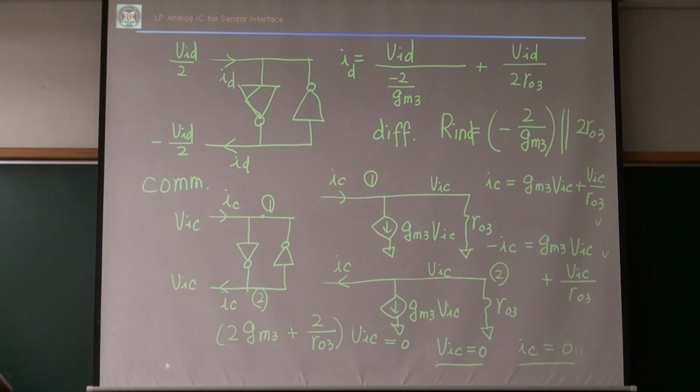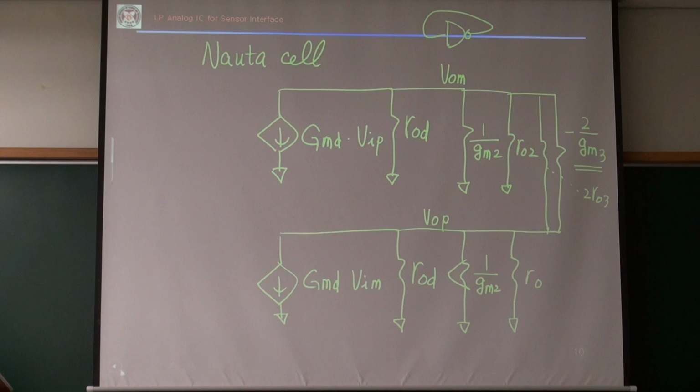Okay, for the differential mode, my VIP equals half VID, and my VIM equals minus half VID. Then what's my VOP and VOM? Yeah, they should be symmetric. So this may be half VOD, and this should be minus half VOD. We can expect symmetry.